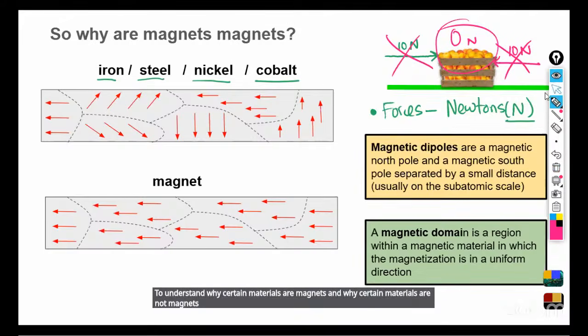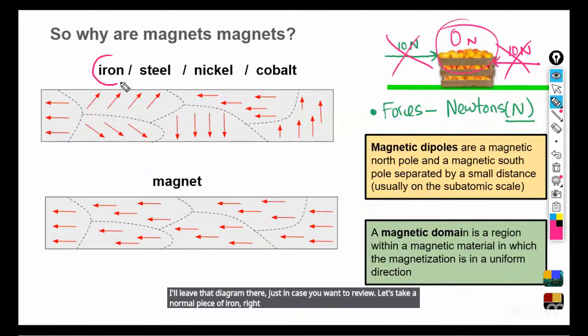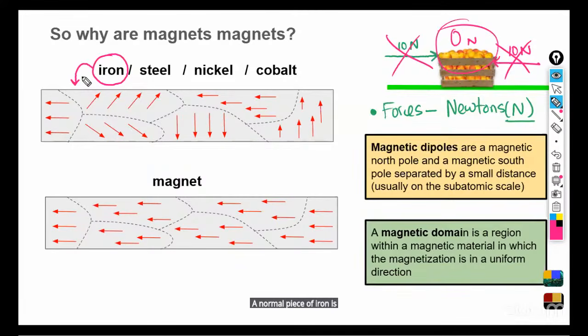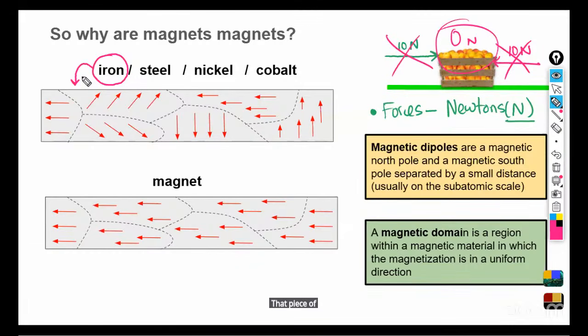I'll leave that diagram there just in case you want to view it. Let's take a normal piece of iron. A normal piece of iron is not a magnet. Don't get me wrong, iron is attracted to magnets, but a piece of iron itself, like if you go on the ground and find a piece of iron, or you go in the garage and find a piece of iron, that piece of iron is not a magnet. But why?